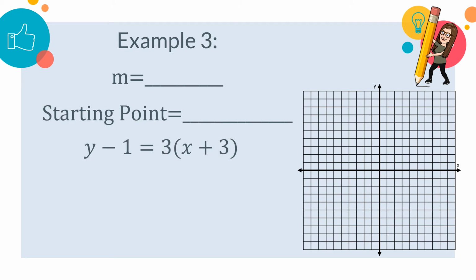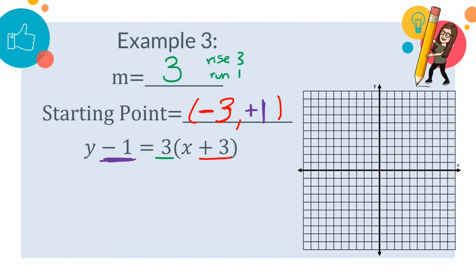Let's take a look at this one. We have a slope. The number in front of x is 3. So again, we've got a nice easy rise run, but let's worry about our starting point. If it says x plus 3, we write minus 3. If it says y minus 1, we write plus 1.